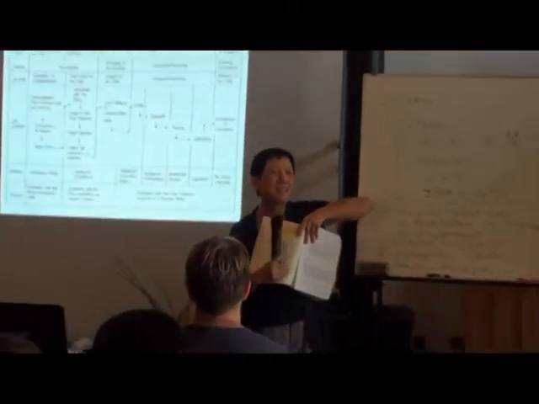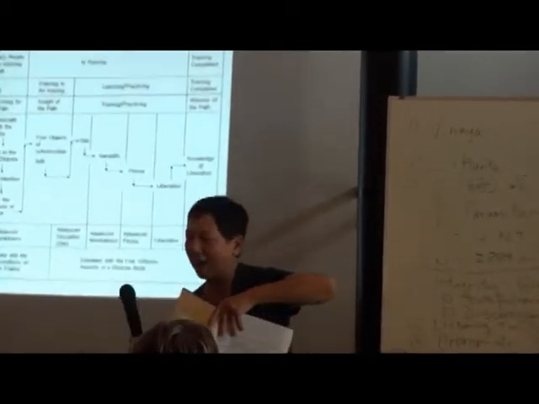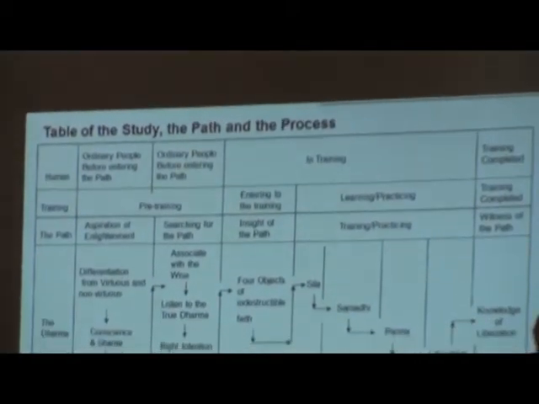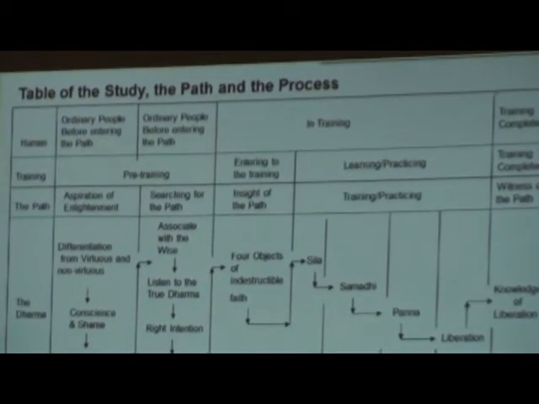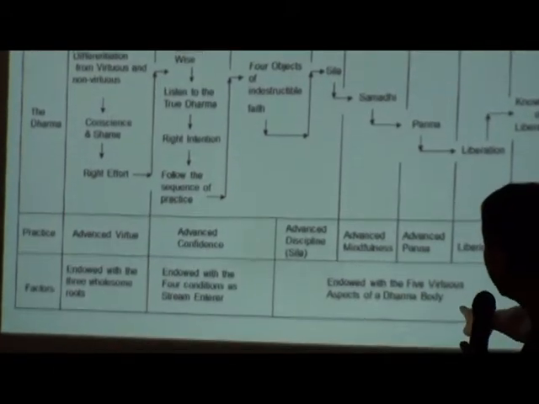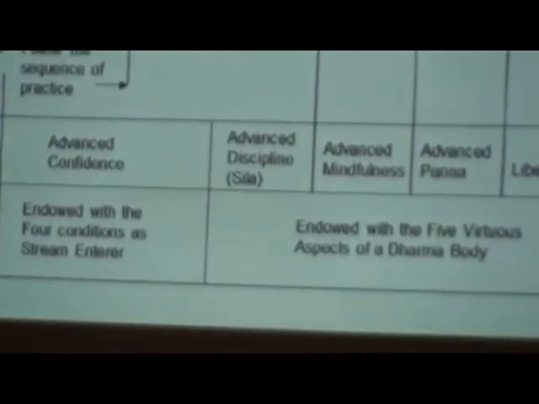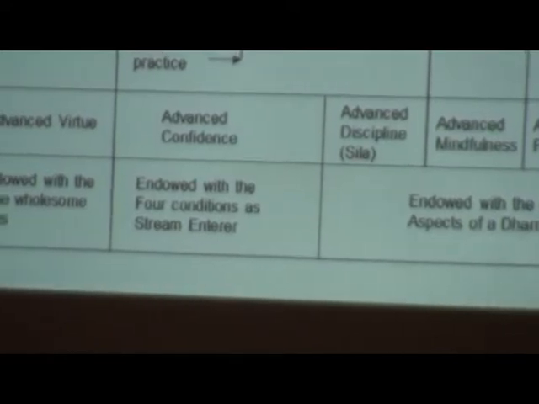And the meaning is probably not fully justified to the actual meaning, because there are a lot of teachings in there, which I was going to say something about, especially endowed with the 3 wholesome roots. What are the 3 wholesome roots? Homework. What are the 4 conditions for stream entry? Homework. Endowed with the 5 virtuous aspects of a Dhamma body. Homework. Fair? Not quite. But since I did my homework, you guys have to do something.